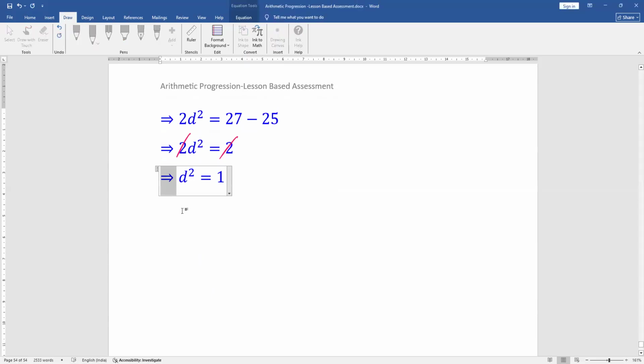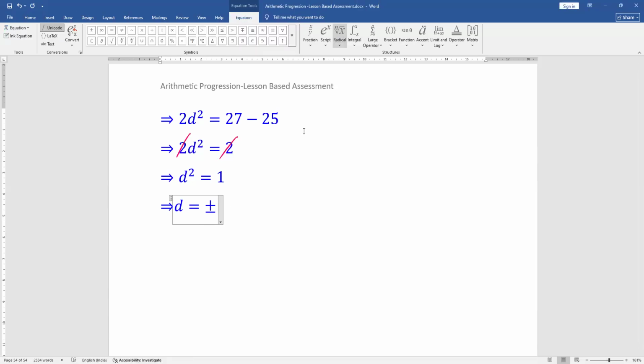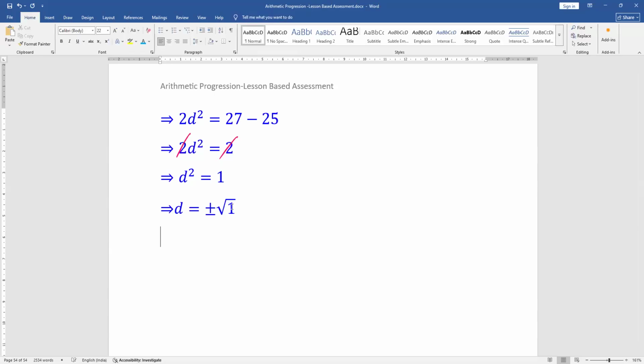In my next step, what I do is I'm going to write a square root. So when you remove the square on the left hand side, it will become square root on the right hand side. And also one more thing, for any square root, you should write plus or minus. So when you remove that square, it becomes square root. So for square roots, always use plus or minus. So I'm using plus or minus square root of 1. Okay, so square root of 1. Then d equals to plus or minus 1, I get.